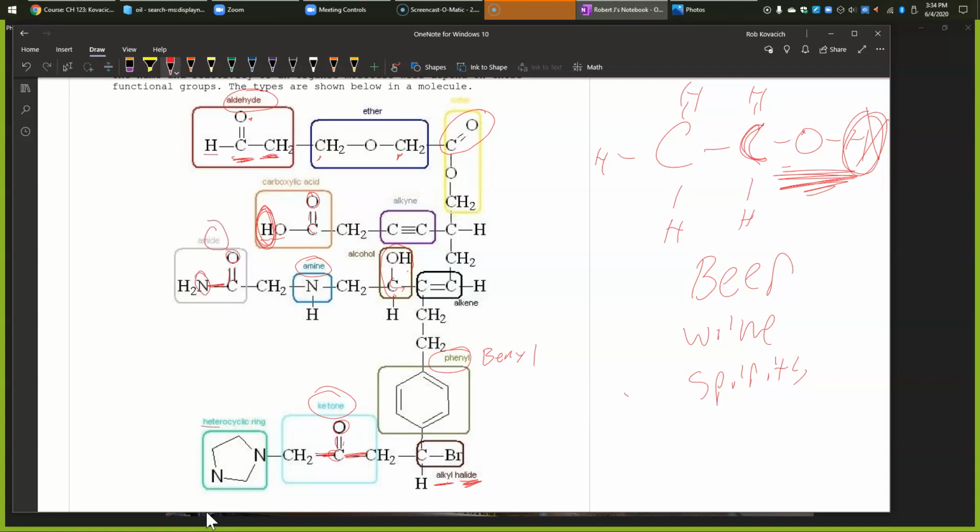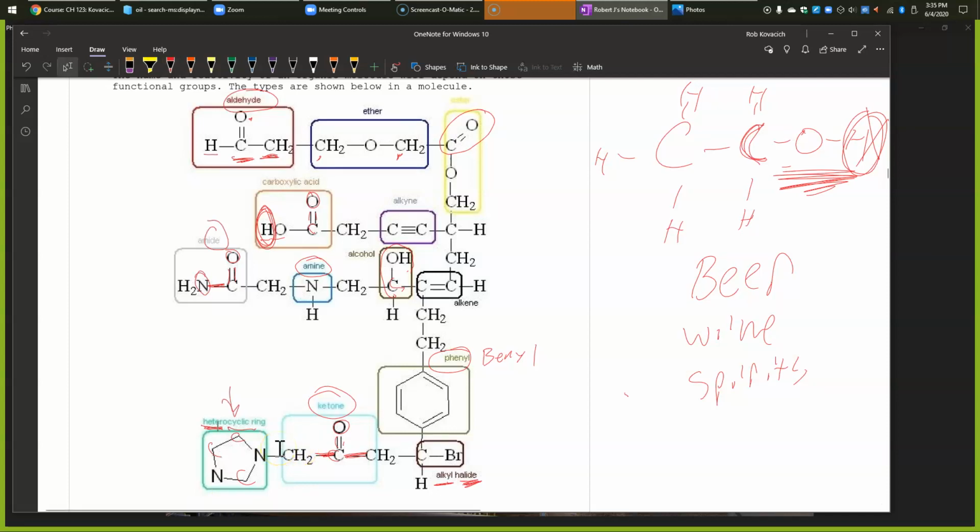And what's the prefix hetero mean? Hetero means different, opposite. And so this is a ring, a cyclic ring. And in this ring structure, I've got 2 nitrogens and 3 carbons. So that makes this a heterocyclic ring structure. And these are important because this is what your DNA's bases are. Carbon rings with nitrogens spiced in there.